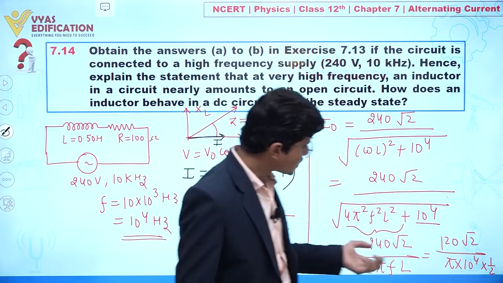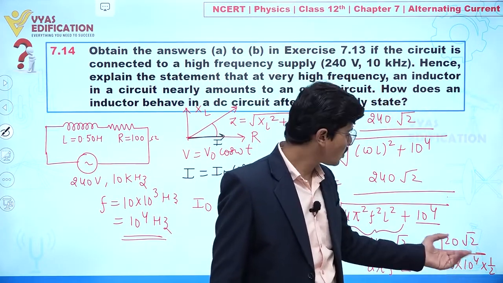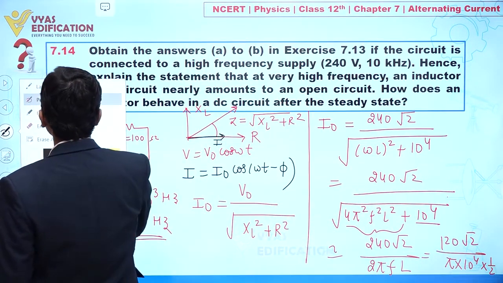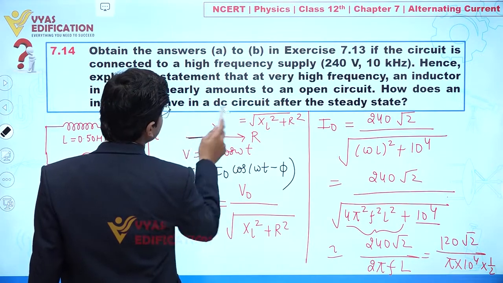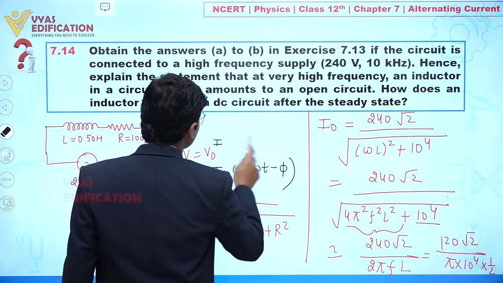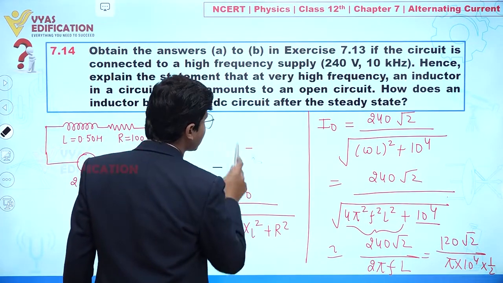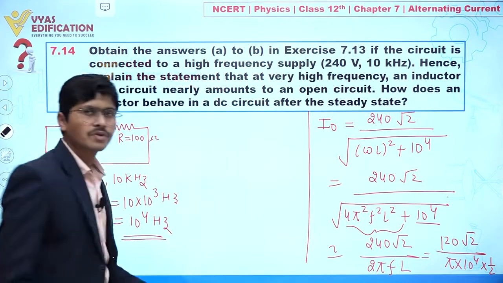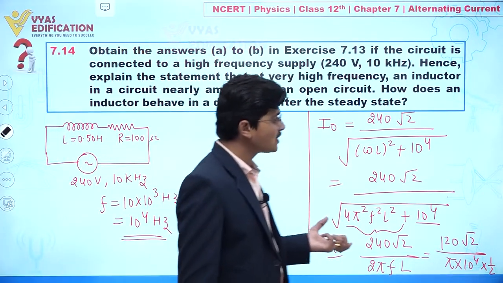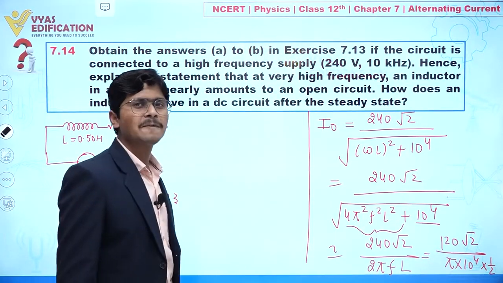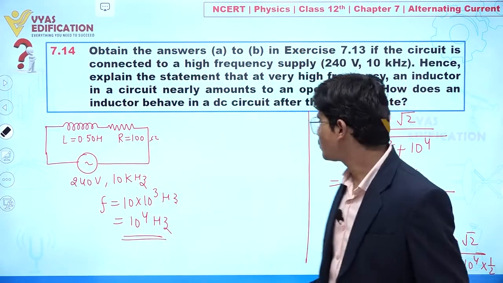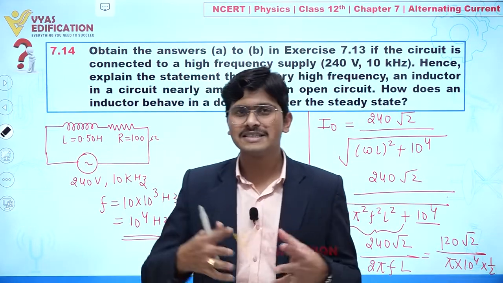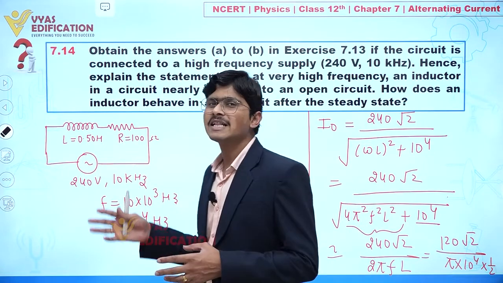And definitely, if we observe the magnitude of this current, it will turn out to be very small. Yes or no? So directly you can say, because we are using a high frequency current, we are getting this value of I very small. It means at high frequency, this is happening due to the inductor. At high frequency, the inductor is blocking all the current. It means I can say it is behaving just like an open circuit.